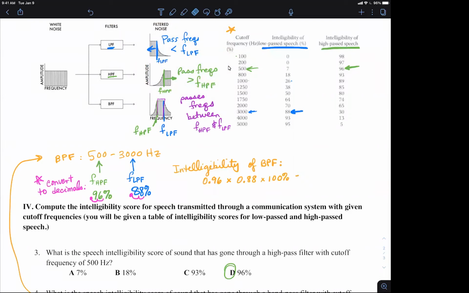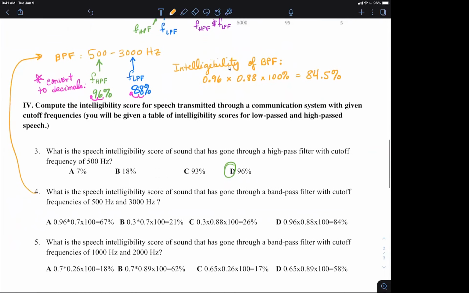And that is how you would put that in your calculator and you would calculate. Let's see what it is. 0.96 times 0.88 times 100 would give us 84.5% speech intelligibility. But again, here I just wrote it out in numbers. No, there it is, 84%. Don't worry about the 0.5 right now.